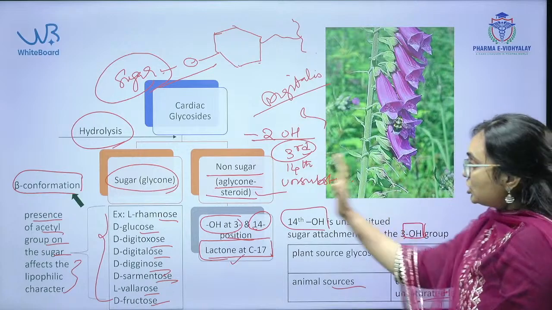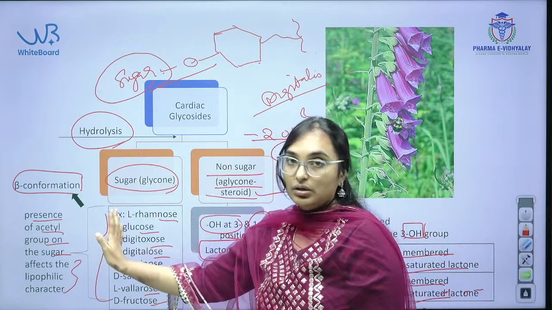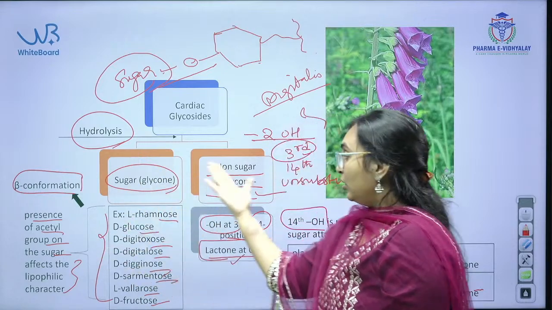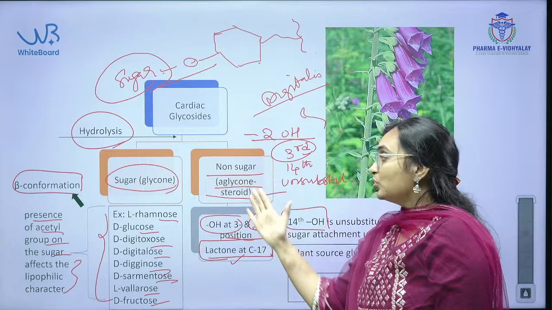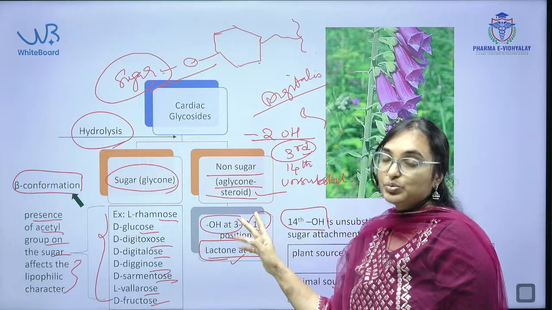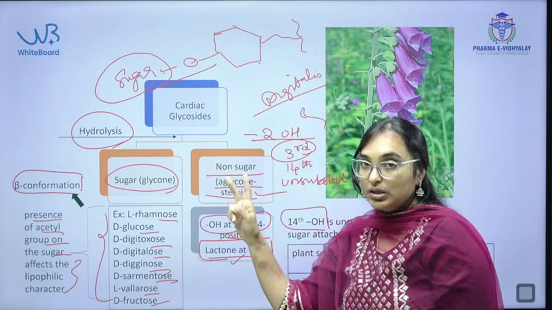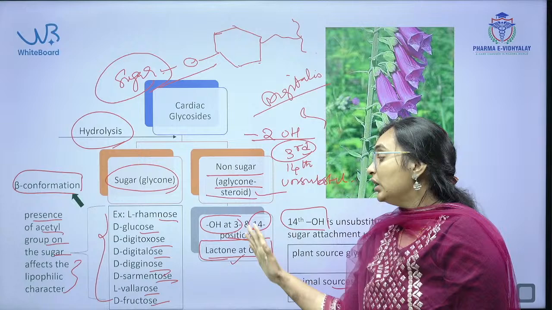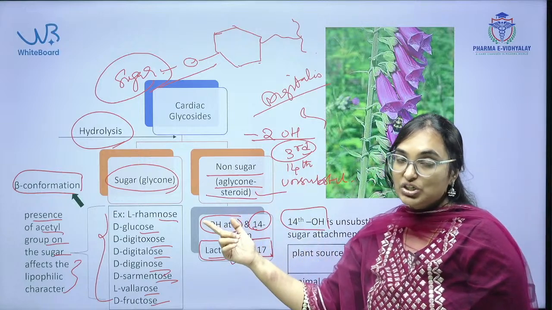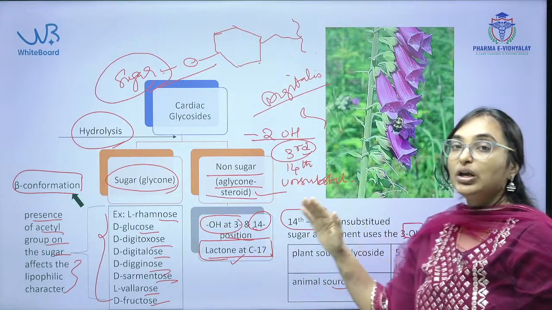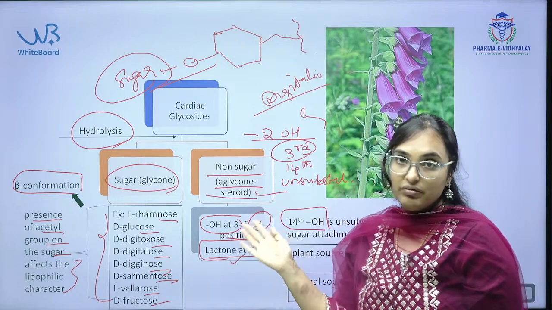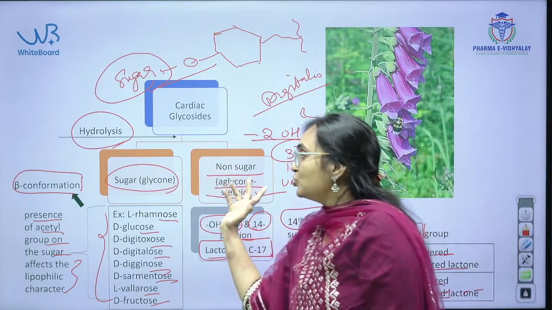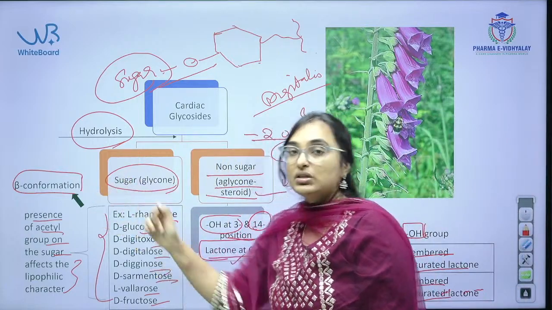So each and every point is important here. Beta conformation of sugars; the sugar part is called glycone, the non-sugar part is aglycone. The non-sugar part consists of 2 OH groups: one OH is linked to sugar at the 3rd position, and another OH is unsubstituted at the 14th position. A lactone is present at the 17th position, and depending upon the plant source or animal source, the ring number changes. Let us see how it is changing. One more important point: the sugar and non-sugar parts get divided by means of a hydrolysis reaction.